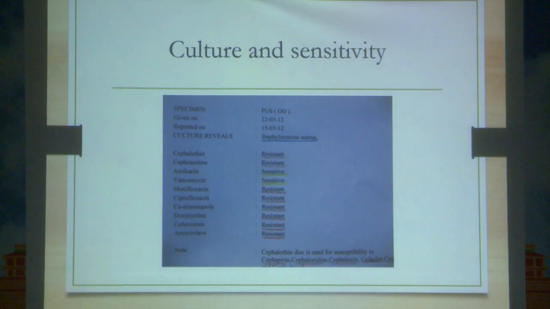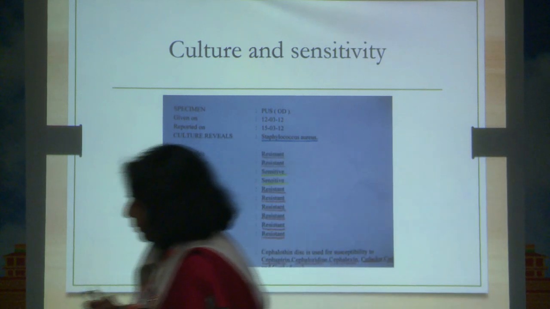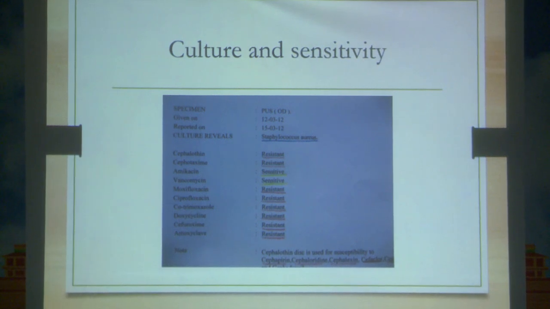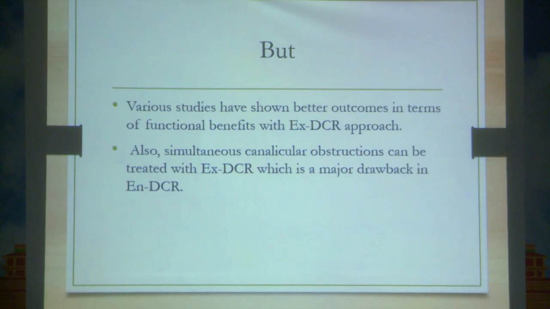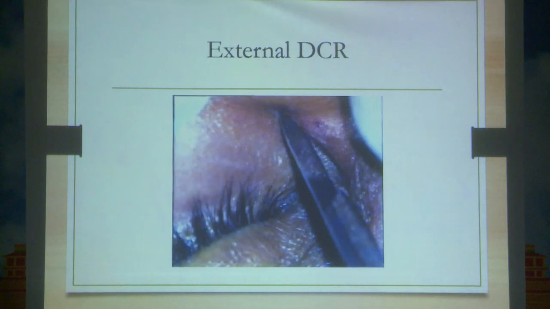Recurrent dacryocystitis, of course, culture and sensitivity. We can do the culture and sensitivity and at the same time do the surgery. But sometimes, as Dr. Nidhi already mentioned, it will be difficult from a bleeding point of view if we explore more and more areas. The nasal part is generally not too much inflamed as compared to our eye part, in the eyelid area or the angular area, so we can treat that accordingly. Various studies have shown better outcomes in terms of functional benefit with external DCR approach, but both are same.